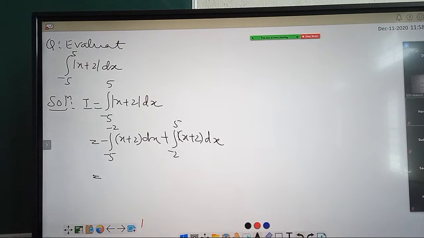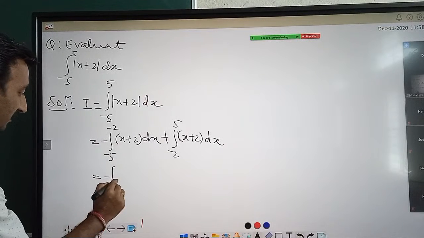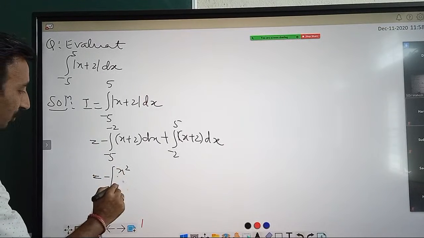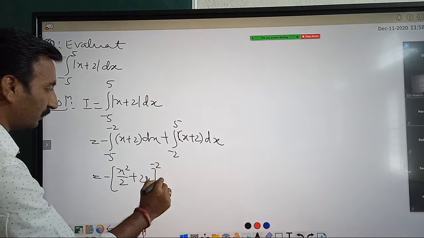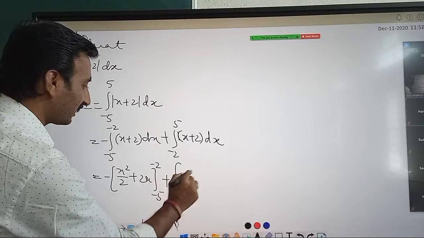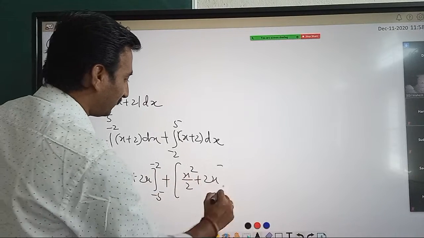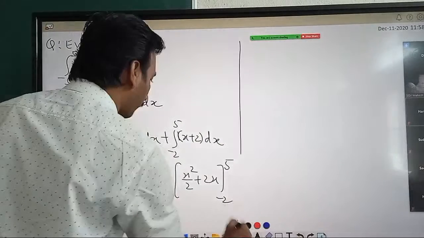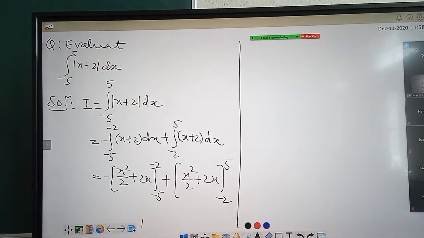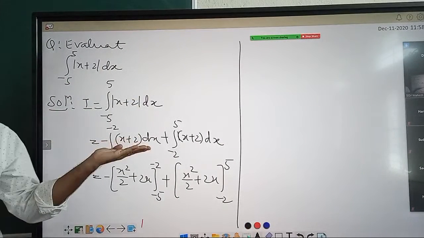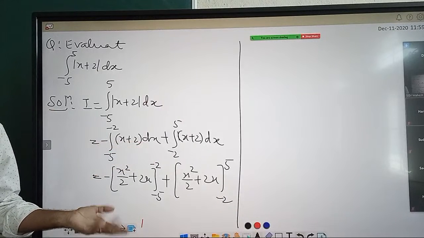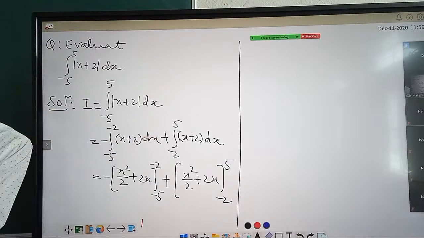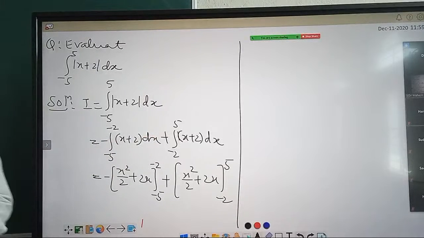Next, continue. This integration is minus outside, x square by 2 plus 2x, from minus 5 to minus 2, plus x square by 2 plus 2x, from minus 2 to plus 5. Look at it clearly, I have done all the work in this step. If you understand this, the next is a very ordinary problem. If you don't understand taking minus and plus here, the problem goes completely wrong. First, the definition of the modulus is very important for us.